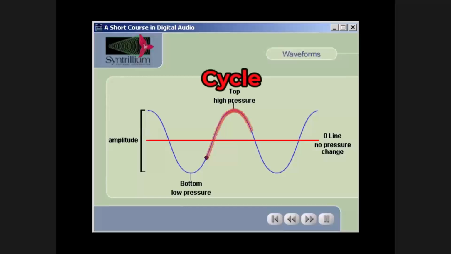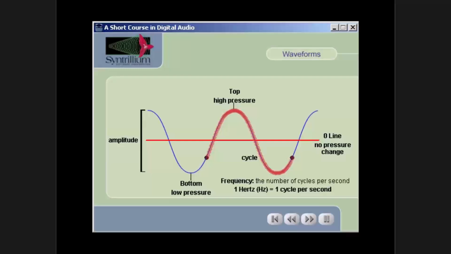A cycle is the amount of time it takes the waveform to go from one amplitude all the way through its amplitude changes until it reaches the same amplitude again. The frequency of the waveform is how many cycles it goes through each second, where 1 Hertz is 1 cycle per second. That is, a waveform at 1,000 Hertz goes through 1,000 cycles every second.